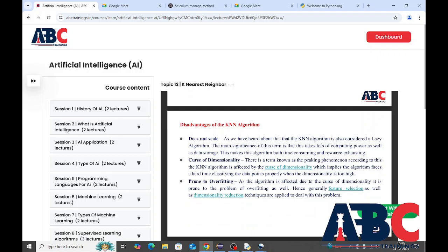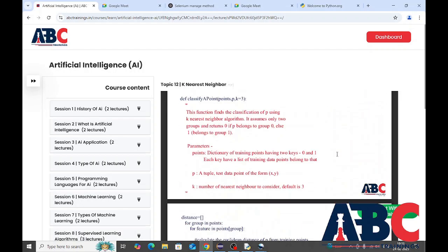Second disadvantage is the curse of dimensionality. There is a term known as the peaking phenomenon. According to it, the KNN algorithm is affected by the curse of dimensionality, which implies the algorithm faces a hard time classifying the data points properly when the dimensionality is too high. Prone to overfitting: as the algorithm is affected by the curse of dimensionality, it is prone to the problem of overfitting as well. Hence, generally feature selection as well as dimensionality reduction techniques are applied to deal with this problem.